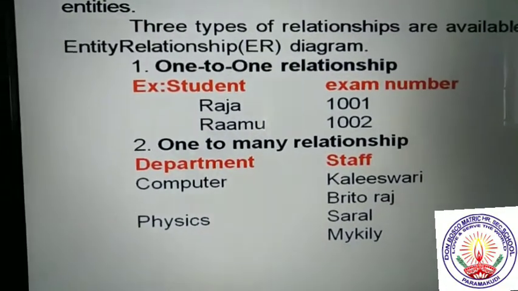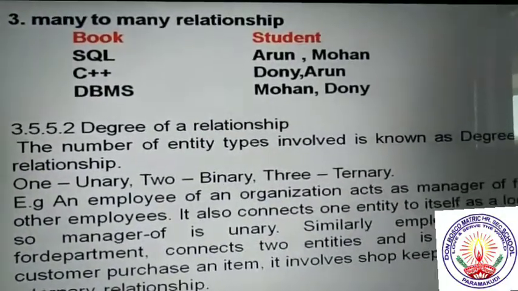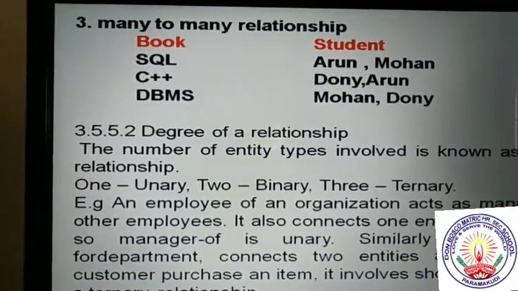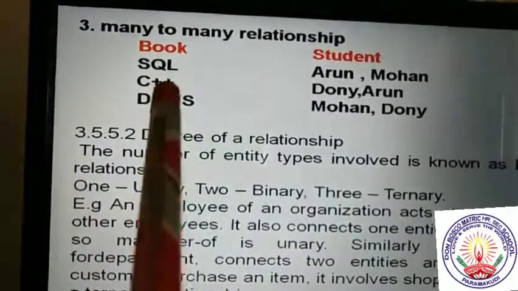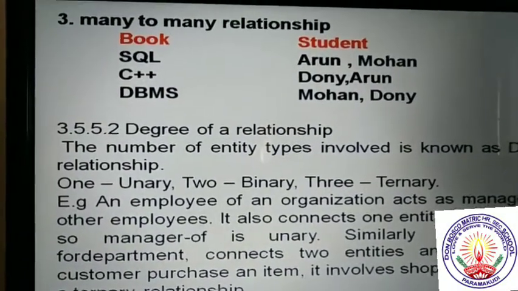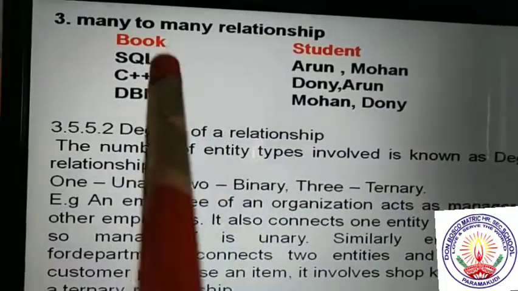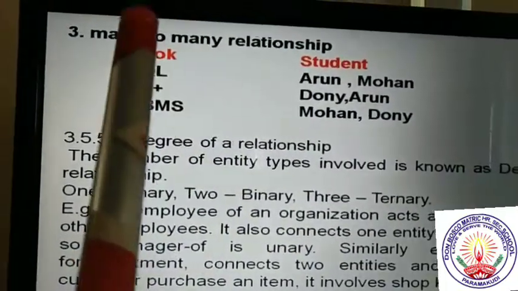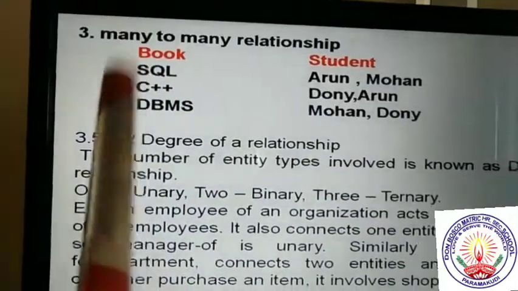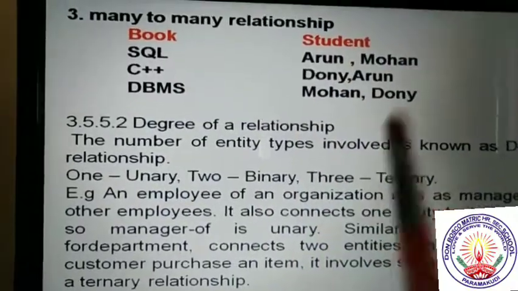Okay, and the next one, many to many relationship. So here I have to consider 2, first one book and second one student. So I have to create the books like SQL, C++ and DBMS. So book, there are three types of book. Here the relationship is many to many. So SQL connection to Arun and Mohan.